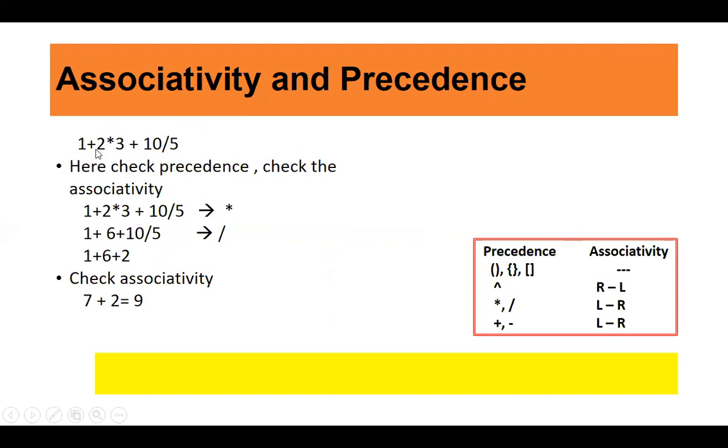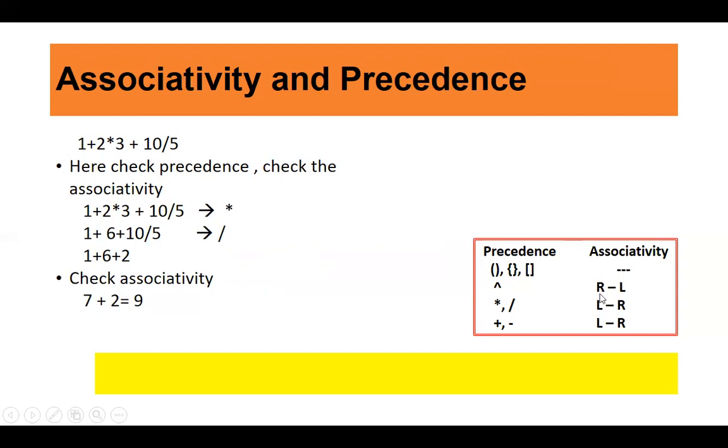So here again, what you do is check the precedence. The precedence of plus is quite below the table. Star, that is multiplication, is higher than this, and division is also at the same level. So multiplication and division have the same precedence. If you have the same precedence, then you go and check the associativity.